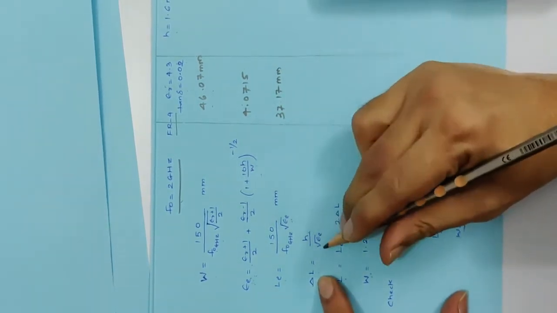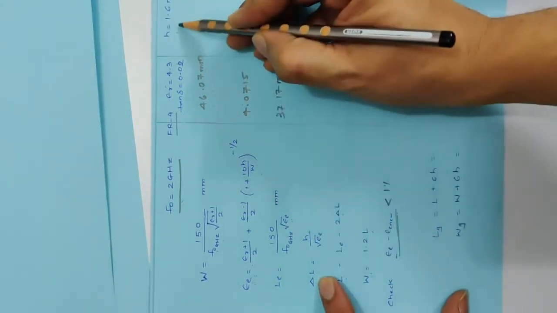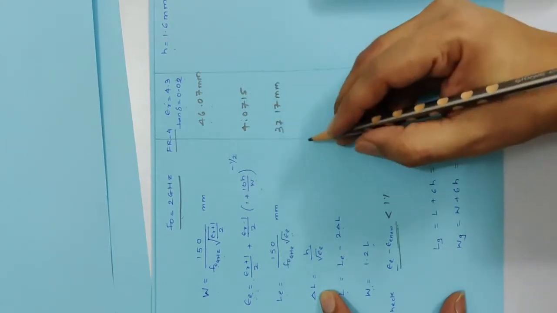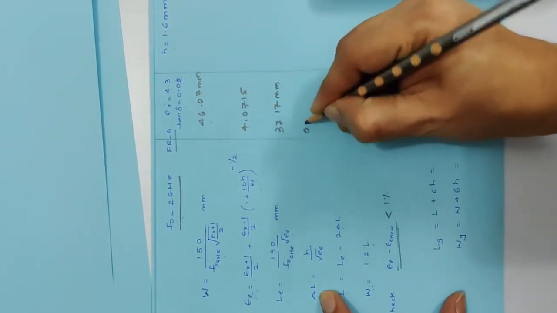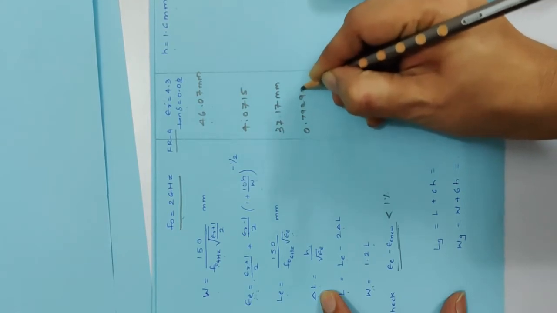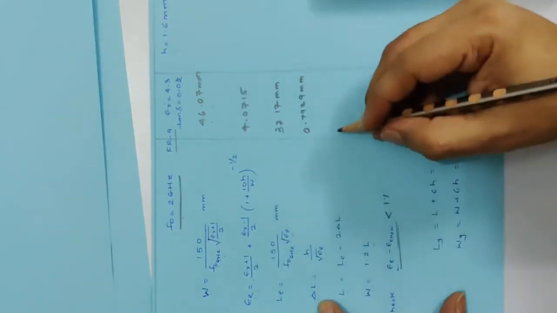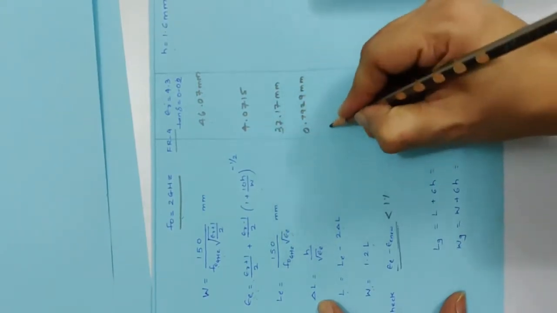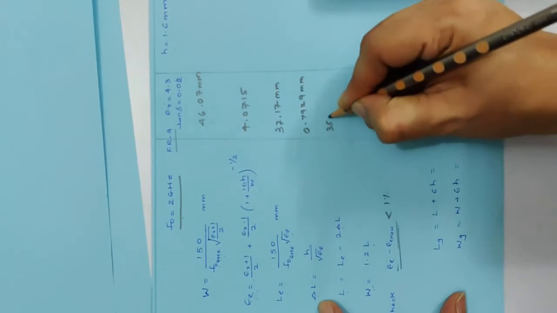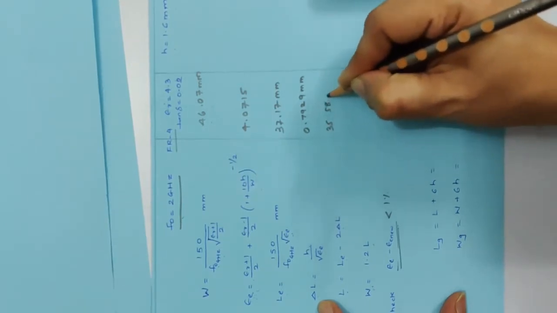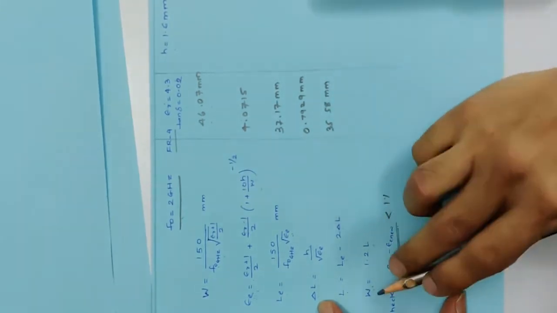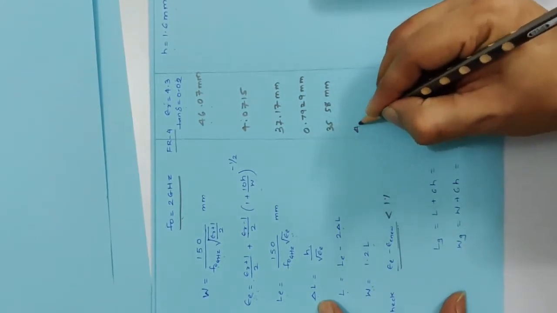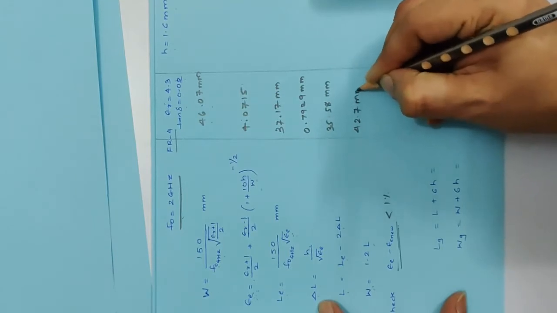And further we will calculate delta L by substituting this h, that is 1.6 mm, and dividing by the square root of this one. So it turns out to be 0.7929 mm. So L turns out to be 37.17 minus twice of this one, so it turns out to be 35.58. So we will calculate W as 1.2 times this one, so it turns out to be 42.7 mm.